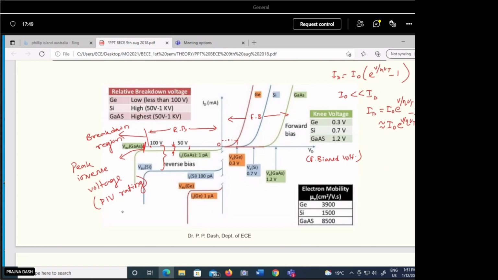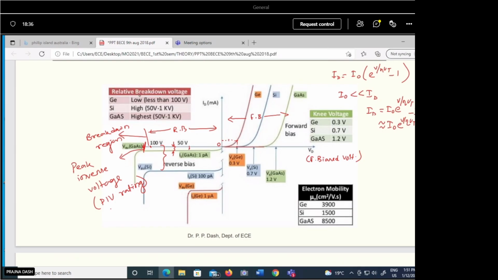This is usually given by the manufacturer. That means what is the maximum inverse voltage applicable for this particular diode. That is always fixed in a diode. Beyond this peak inverse voltage, if you operate the diode, then it will enter the breakdown region and your diode will burn out. So PIV means the maximum reverse voltage that a diode can withstand without entering into the breakdown region. For every diode, this PIV rating is fixed.